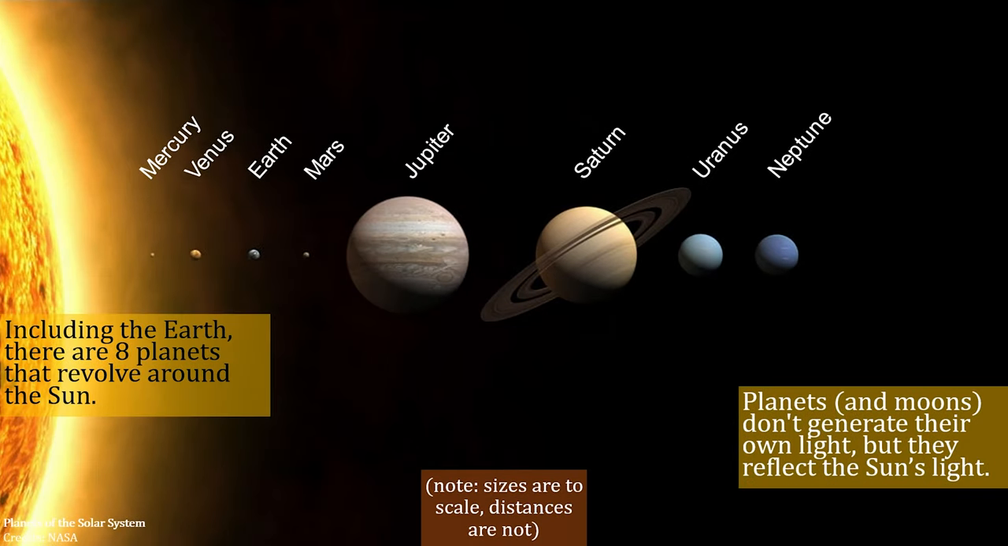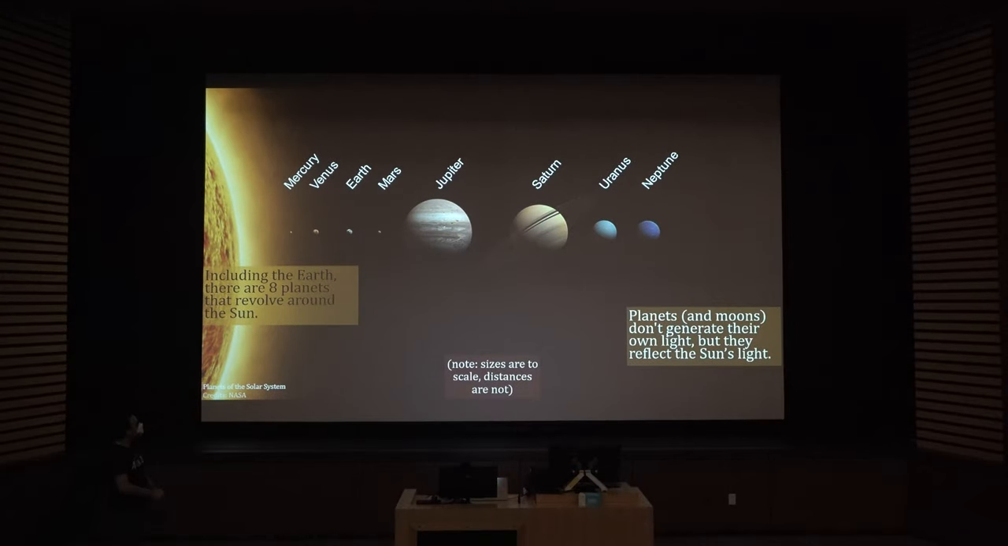Now, going back to the sun and the solar system, including the Earth, there are 8 planets that revolve around the sun. These planets are Mercury, Venus, Earth, Mars, Jupiter, Saturn, Uranus, and Neptune. Now, one thing to note about this illustration is the sizes of the planets are actually to scale. So this is how big Jupiter is compared to Earth. But the distances, of course, are not to scale. There is a much, much larger distance between all these planets, but of course there just isn't enough space on the screen to draw the actual distance.